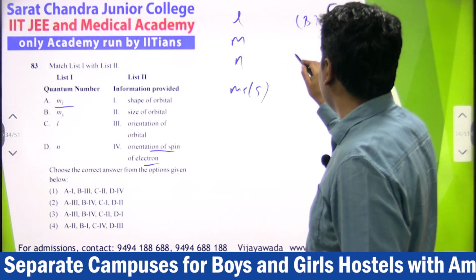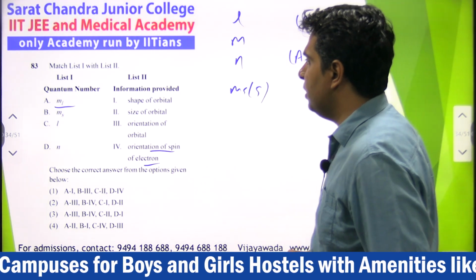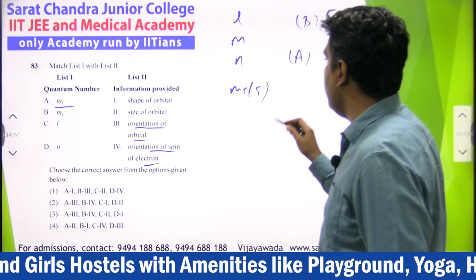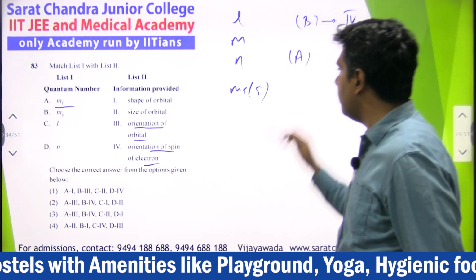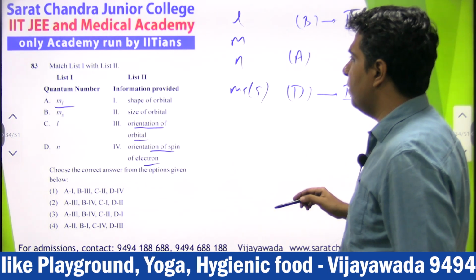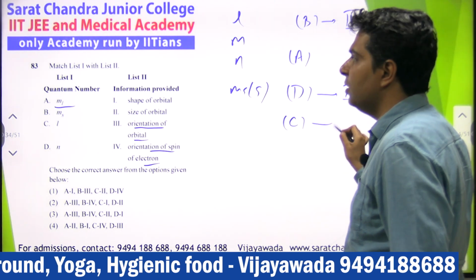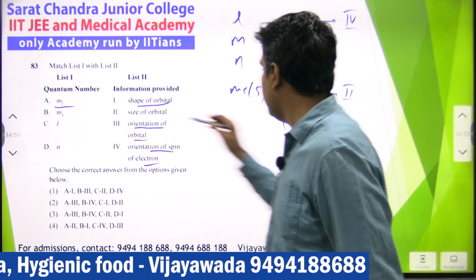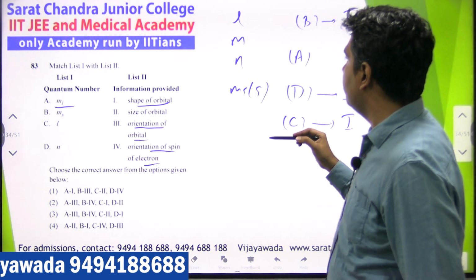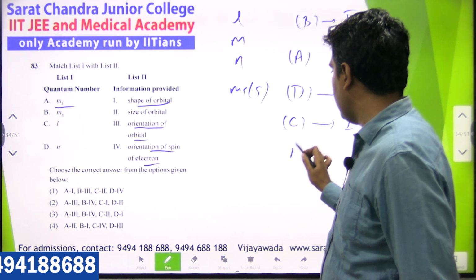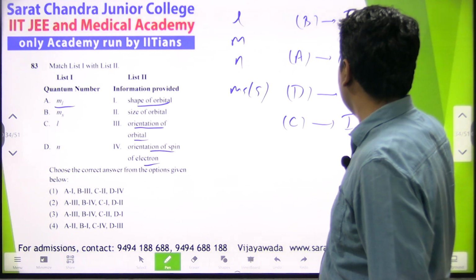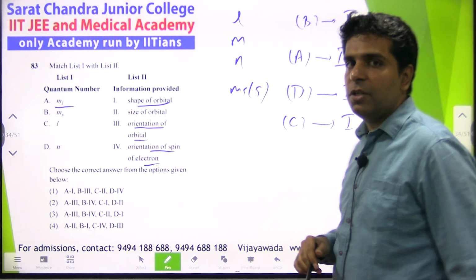A is the magnetic quantum number. That will give me the orientation of the orbital. So basically N, that is the principal quantum number, will give me the size of the orbital. Then the angular quantum number, that is C, will give me the shape of the orbital. And the magnetic quantum number, that is ml, that is A, will give me the orientation of the orbital. So A is corresponding to 3.